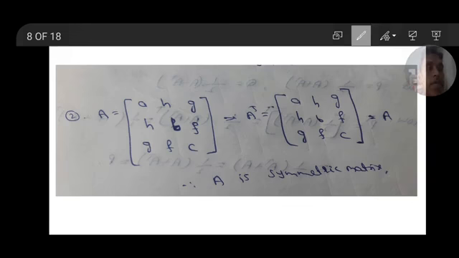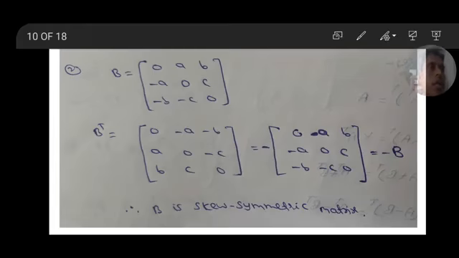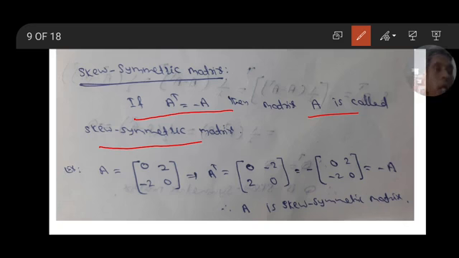Okay. Next, skew symmetric matrix. If A transpose equals minus A, then matrix A is called a skew symmetric matrix. For example, A transpose equals A is symmetric, and A transpose equals minus A means A is called a skew symmetric matrix.